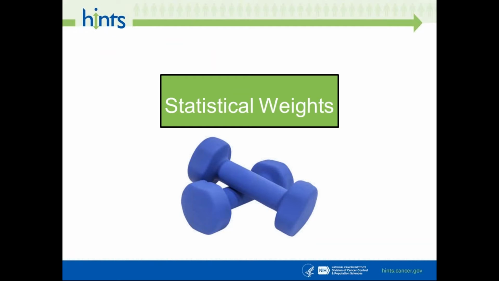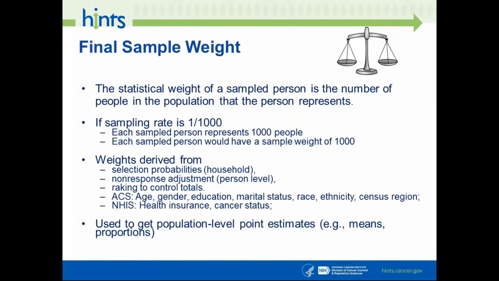Actually, very importantly, I want to distinguish because HINTS will have several types of weights. The first one I want to talk about is what they call the final sample weight. By definition, the statistical weight of a sample person is the number of people in the population that the person represents. Literally, if you go to HINTS and download the data, there's a variable that is the final sample weight. It's just a column in your data set, and it has some value associated with it for each individual.